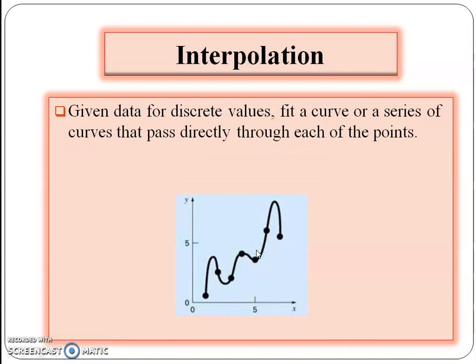Whereas in interpolation, given data for discrete values, we fit a curve or a series of curves that passes directly through each of the points. See the dotted points here, that is the given data. Here there is a curve that passes through all the dotted points. That is interpolation. If the fitted curve passes through all the points, that is interpolation. If it is very close to all the points, that is best fit, that is method of least squares.